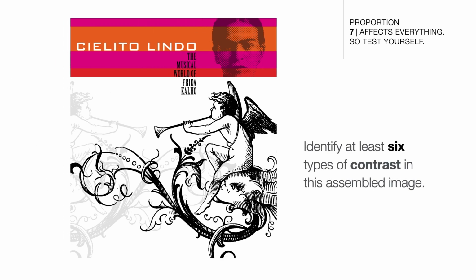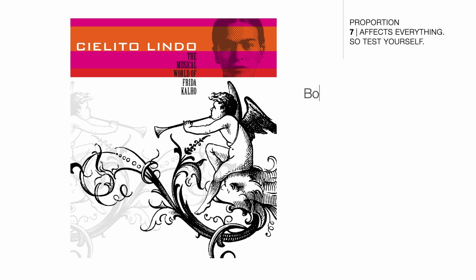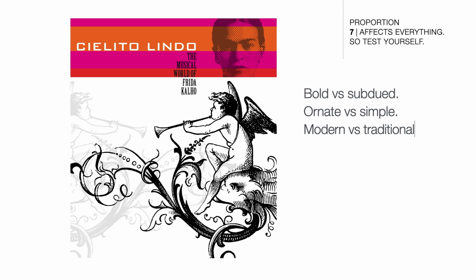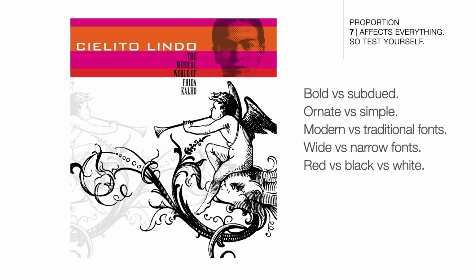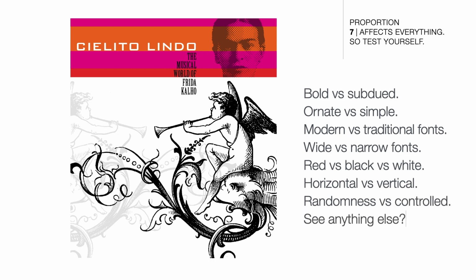Identify at least 6 types of contrast in this assembled image. Bold versus subdued. Ornate versus simple. Modern versus traditional fonts. Wide versus narrow fonts. Red versus black versus white. Horizontal versus vertical. Randomness versus controlled. See anything else?